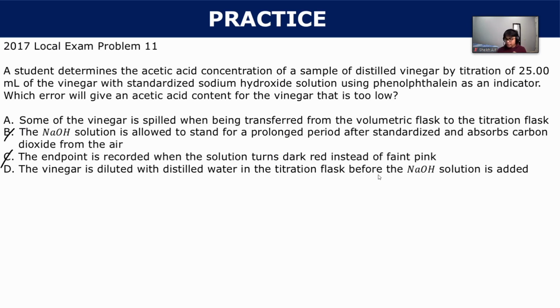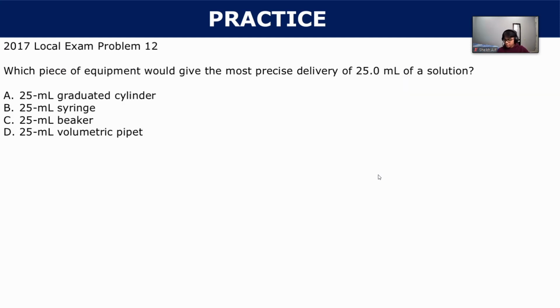D, the vinegar is diluted with distilled water in the titration flask before the NaOH solution is added. The problem with this answer is that a dilution changes concentration but does not change the number of moles in the solution. So the reaction would still occur and it would still end at the same time, because you would still need the same amount of vinegar to react with the sodium hydroxide. And so while D seems like a tempting answer, it can't be the right answer, meaning A has to be the only right answer. And that is the answer. Let's go on to the last one, problem 12.